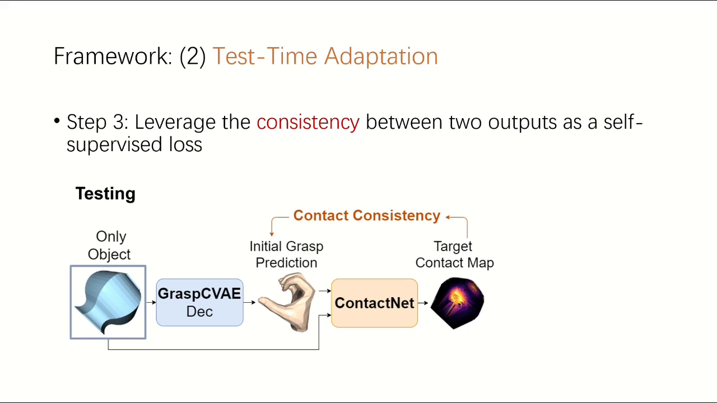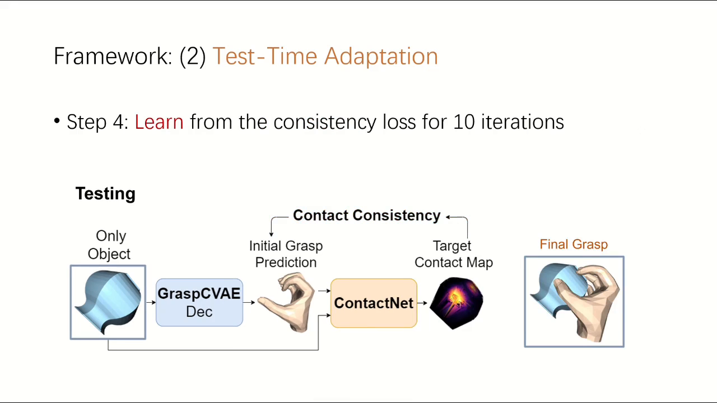If the grasp is good enough, the two outputs should be consistent, which means the hand should grasp on the regions on the object with high contact scores. We use the consistency as a self-supervised loss. There are also some discussions in the paper on why the prediction of ContactNet can be used as a target. Then we learn from the loss for several iterations. By learning, we do not directly optimize the hand parameters, but optimize the parameters of the GraspCVAE. In this way, TTA can better leverage the model parameters trained on large-scale datasets as a prior. In the end, we get the final grasp.